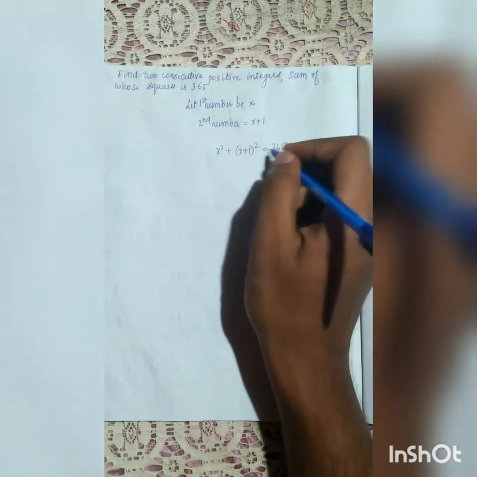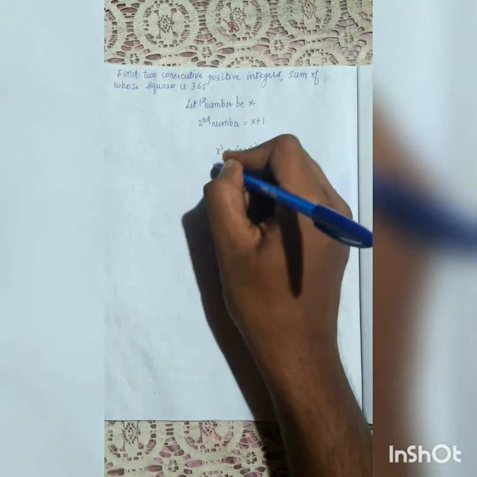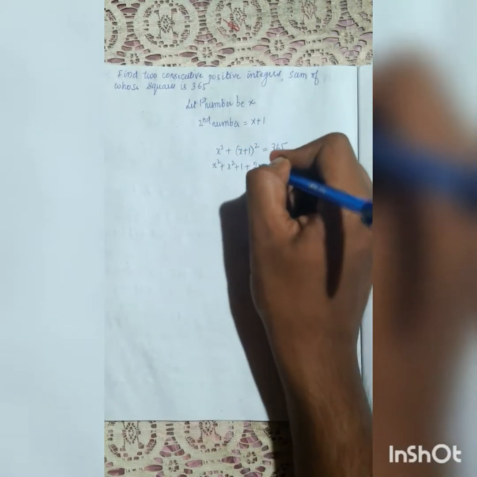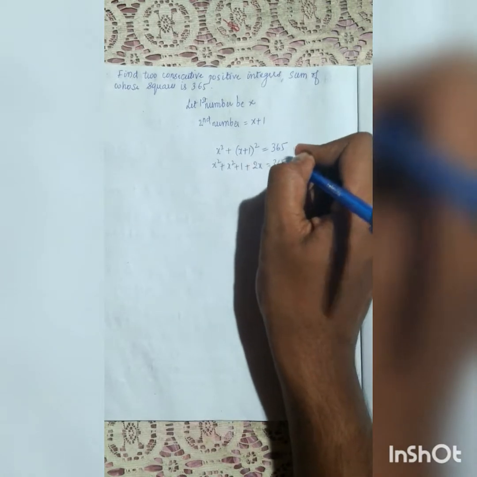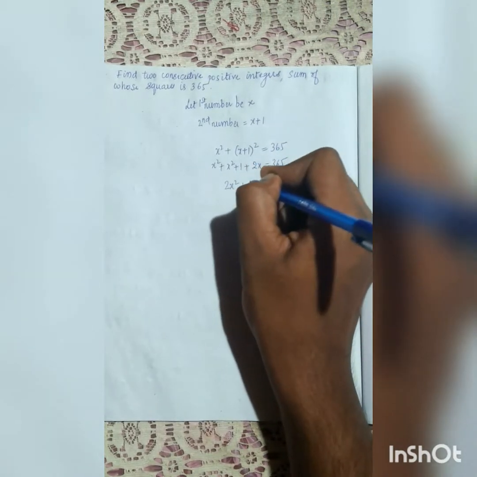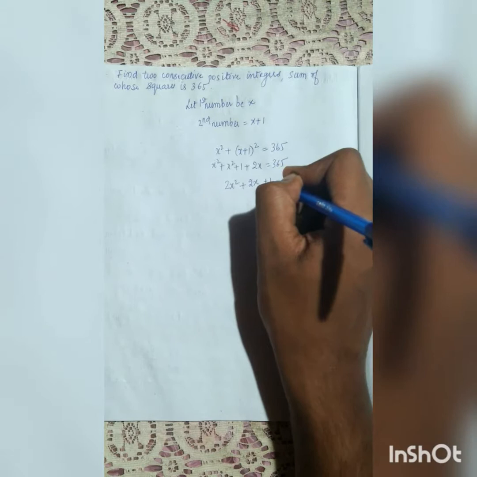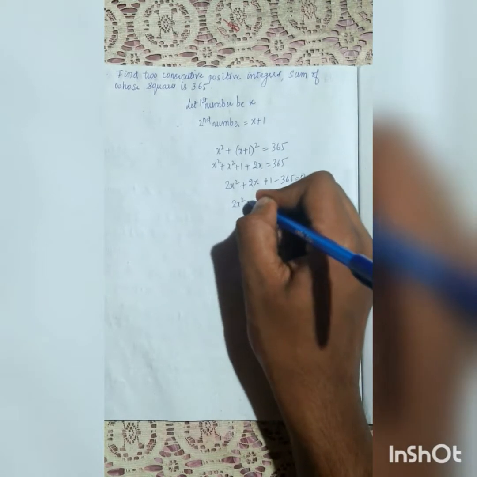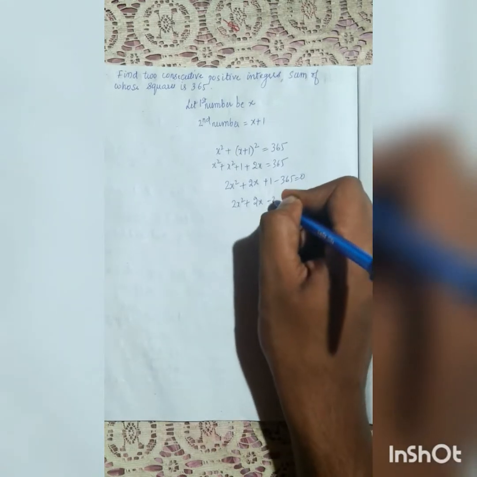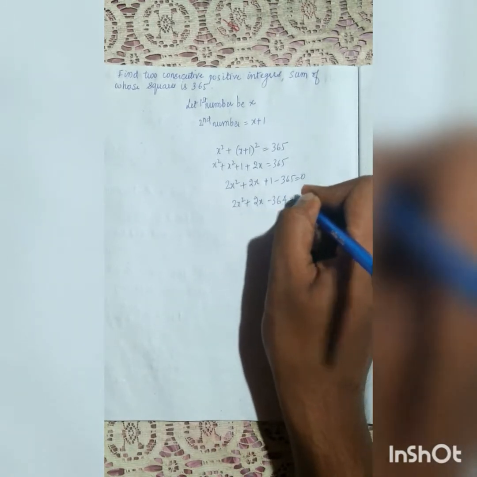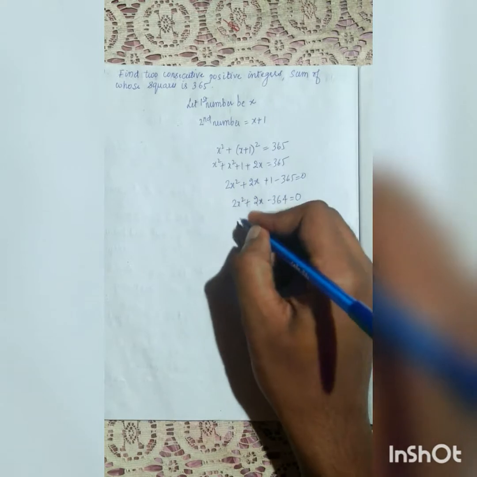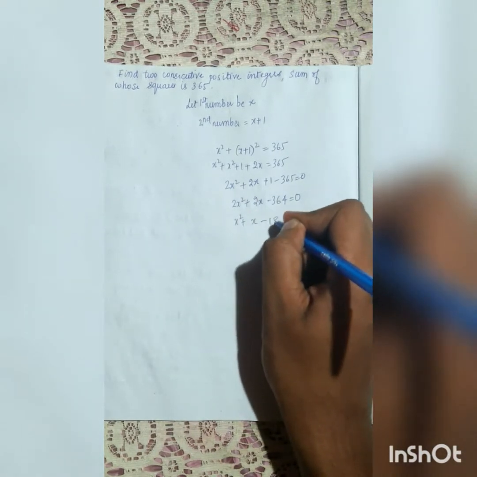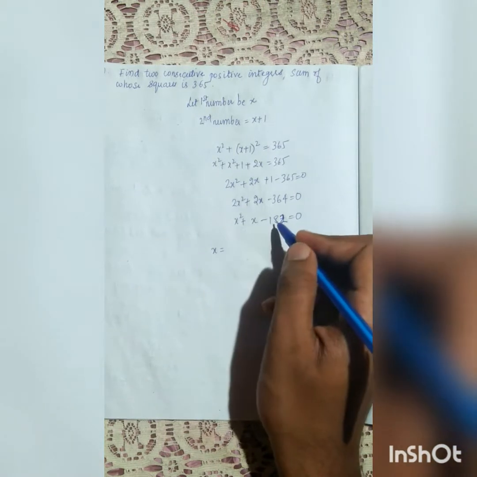Now we have made a quadratic equation. We can open the bracket. We have x square plus x square plus 1 plus 2x is equal to 365. So it is 2x square plus 2x plus 1 minus 365 is equal to 0. So we have 2x square plus 2x minus 364 is equal to 0. We can take 2 common from this, and we have x square plus x minus 182 is equal to 0.